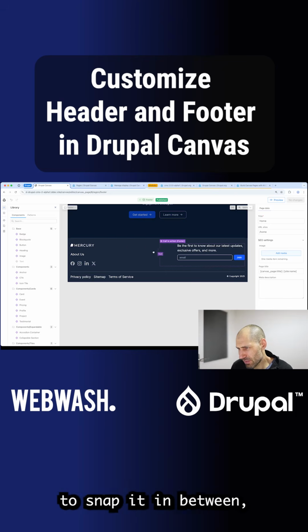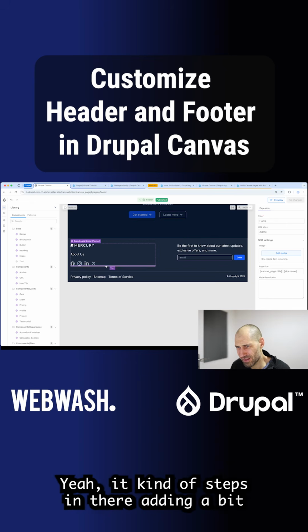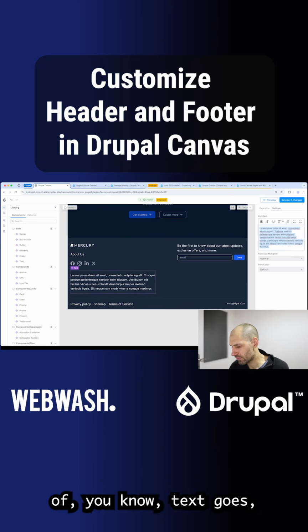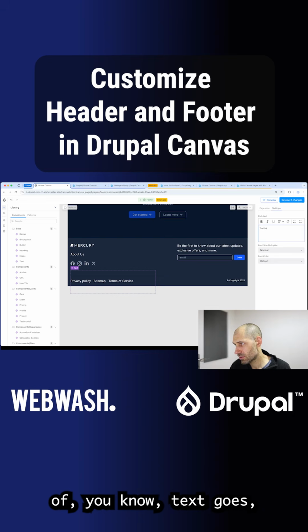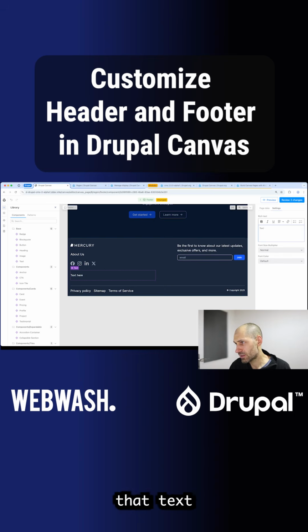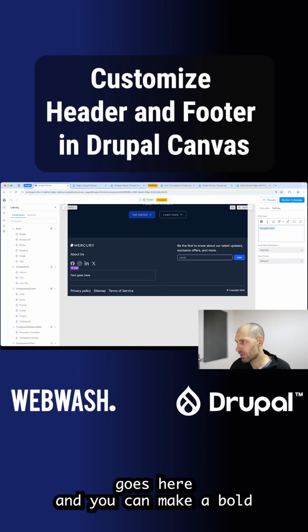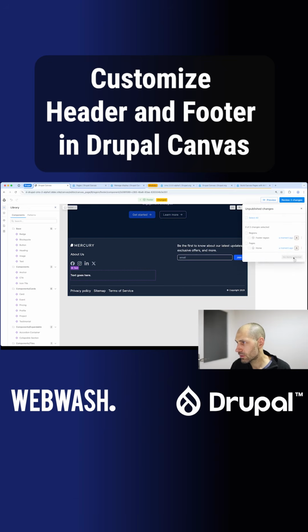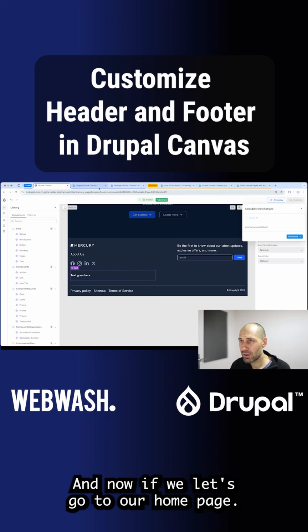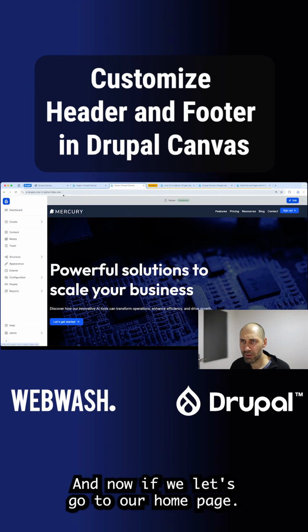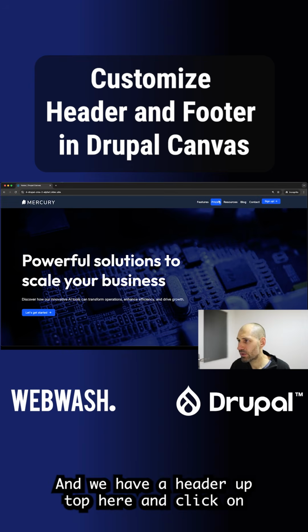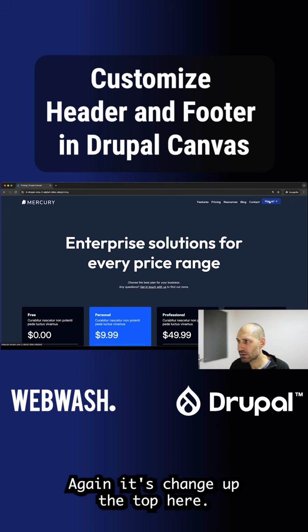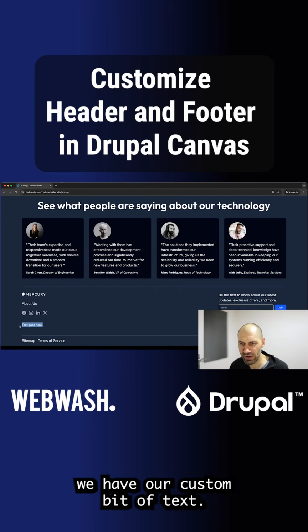Sometimes you might be able to snap it in between, but you can kind of see that, yeah, it kind of snaps in there. Add in a bit of text goes here, and you can make it bold, and then chuck it in there, save it, save all, and you're done. There you go. And now let's go to our home page, and we have our header up the top here. We'll click on pricing page. Again, it's changed up the top here, and then right down at the bottom, we have our custom bit of text.